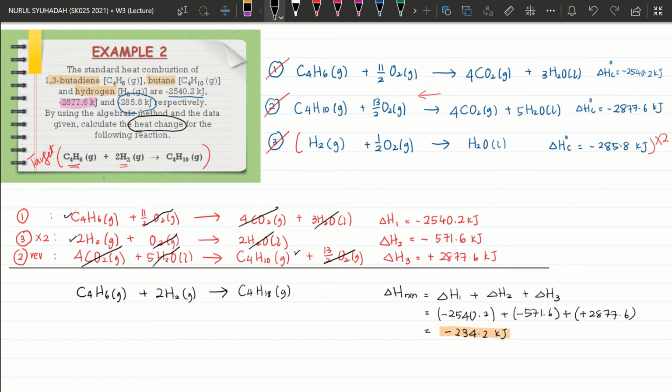Why is that so? Because here we only have delta H reaction and we do not know the reaction refers to 1 mole of what. Is it C4H6 or is it H2? Since this is just a general reaction, without specifically saying 1 mole of what, that's why the final answer you will leave just in kilojoule. So negative 234.2 kilojoule. So that will be for example 2.